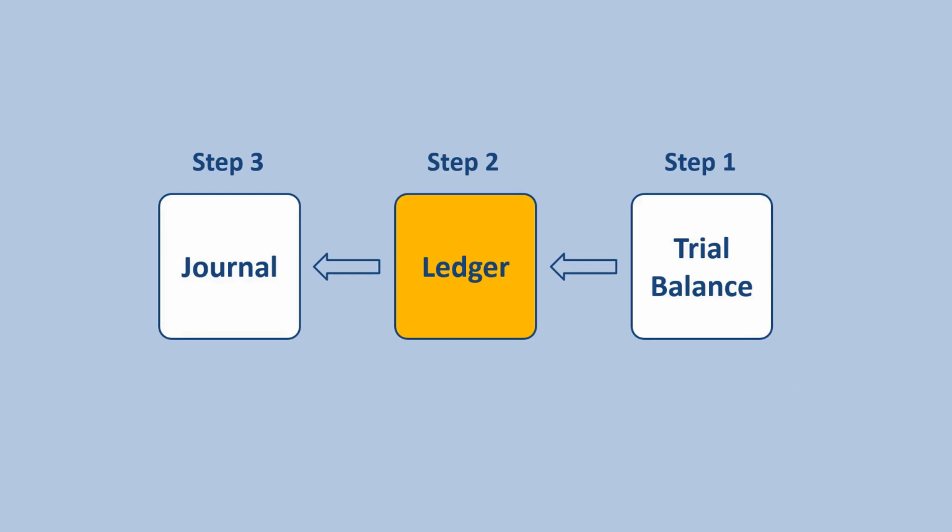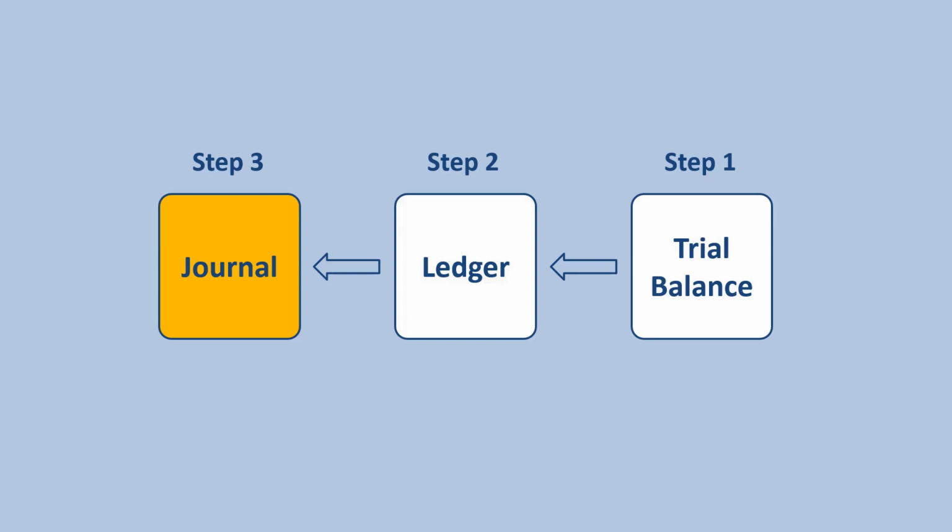Recompute each account balance in the ledger and verify that each journal entry is correctly posted. If Step 2 still doesn't reveal the error, move on to Step 3. Confirm that the original journal entry has equal debits and credits. At this point, any errors should come to light.